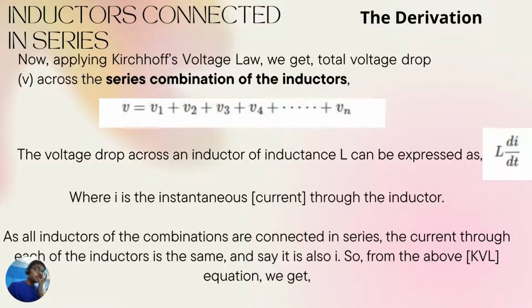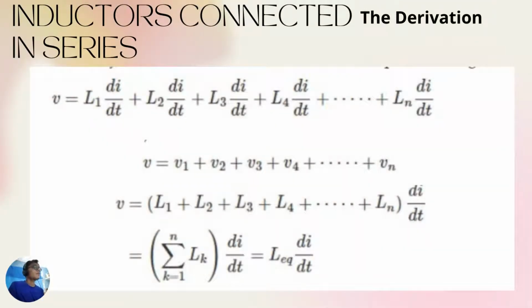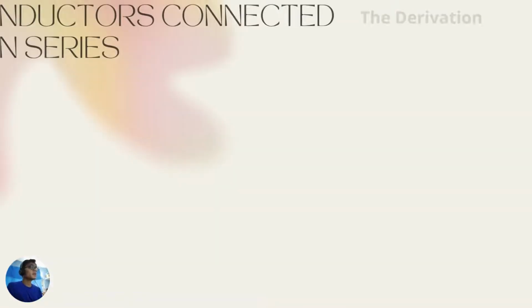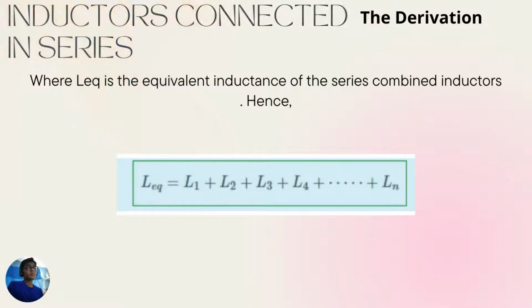Since the combination is connected in series, the current through each inductor is the same, say it is also i. So from the above KVL equation, we get V is equal to L1 di by dt plus L2 di by dt, and so on, which can be compressed to V is equal to V1 plus V2 plus so on to Vn. Now V can be written as L1 plus L2 plus L3, taking di by dt common, and we are making a summation of it. So essentially it becomes L equivalent times di by dt, where L equivalent is the equivalent inductance of the series combined inductors. Hence L equivalent is equal to this sum.